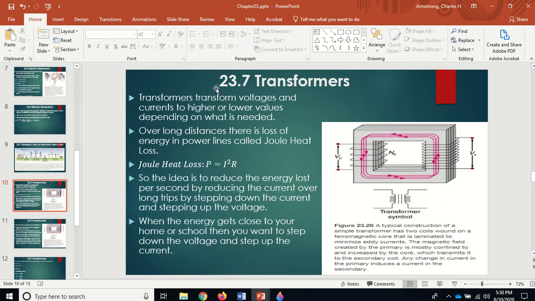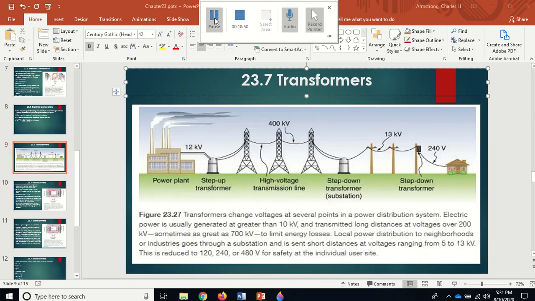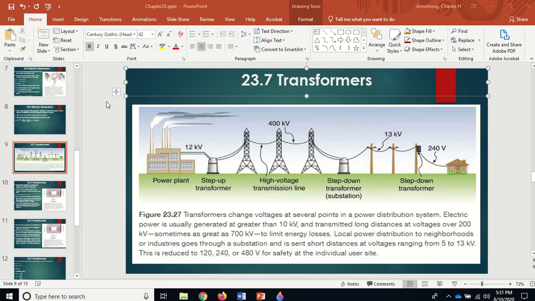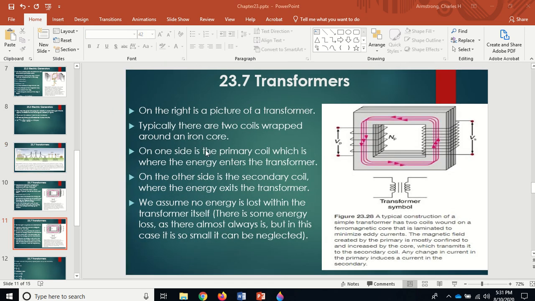And that's not Faraday's law, it's transformers. Okay, I've saved this version of it. So 23.7 transformers, that's been fixed. And then stepping up's been fixed. Okay, so let's see here, where are we?